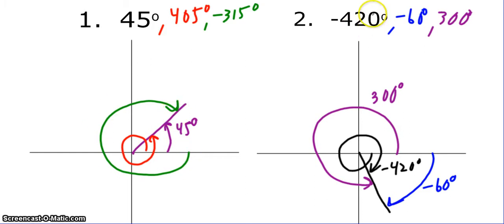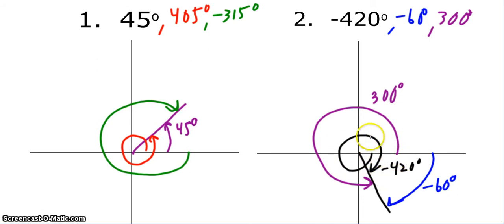With negative 420 degrees, first I added 360 and I got negative 60. Then I added 360 again and I got 300 degrees. Remember, whenever you're writing degrees, make sure that you put the degree symbol there or write degrees out, so that we don't think that it's radians. With radians, you do not have to write radians. It's assumed that it's radians unless it's specified that it's degrees. Again, here I just try to show you a relationship graphically.